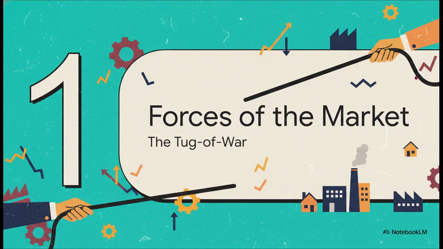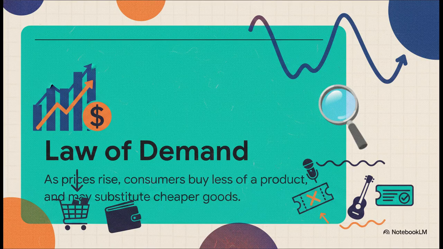Section 1. The forces of the market, the tug-of-war. So basically, everything in economics stems from this fundamental tug-of-war. First up, we have the law of demand. And honestly, it's pretty intuitive. As prices rise, customers buy less. If a product just gets way too expensive, consumers are going to either buy less of it or substitute it for something cheaper. Like if a famous musician's concert tickets are priced ridiculously high, fewer fans are going to find it worth the money, right? They'll just stay home or maybe go see a cheaper artist instead. The higher the price, the lower the quantity demanded.